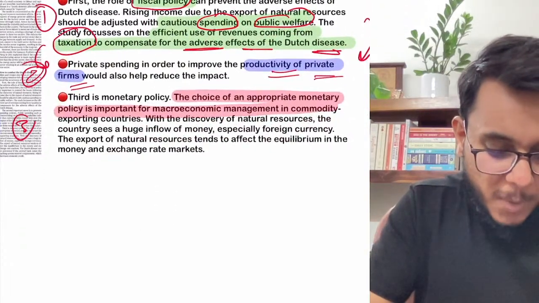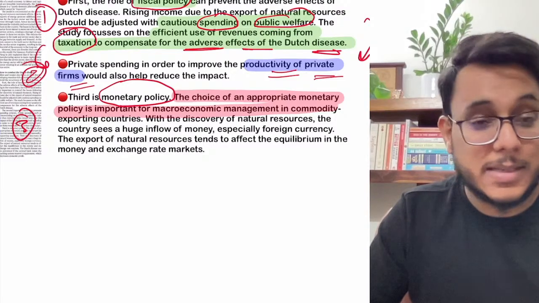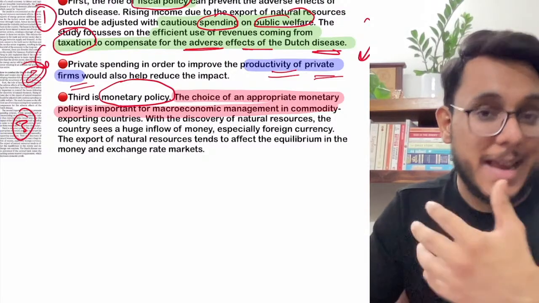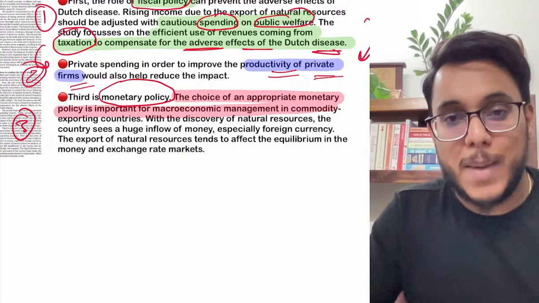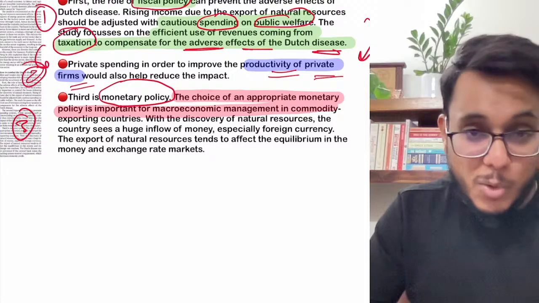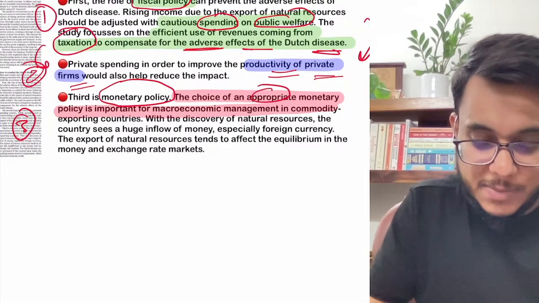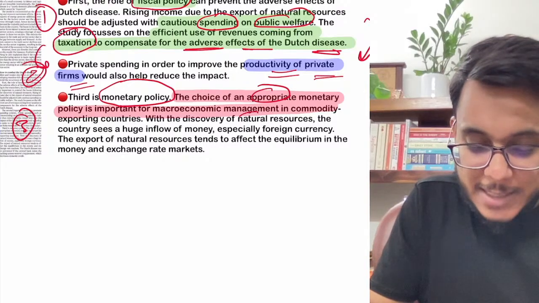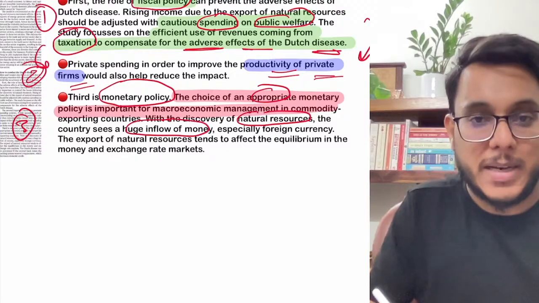Thirdly, there is an important role of the monetary policy also. Now guys, the monetary policy is the policy where the money supply is managed in a country. Monetary policy is majorly driven by the central bank of a country. The central bank also needs to take the appropriate steps. Understand that when the discovery of a natural resource has happened, the country will see a huge inflow of money. Is it clear?